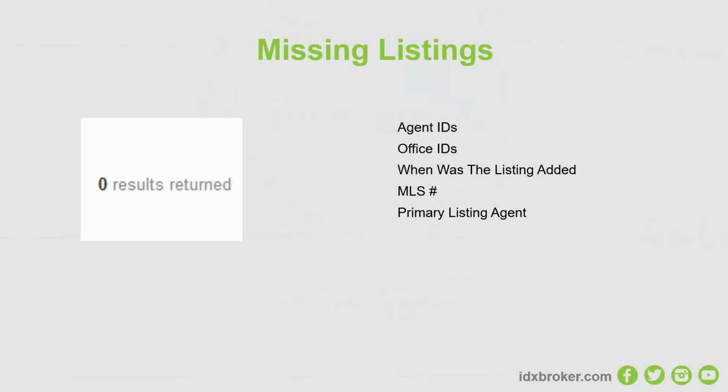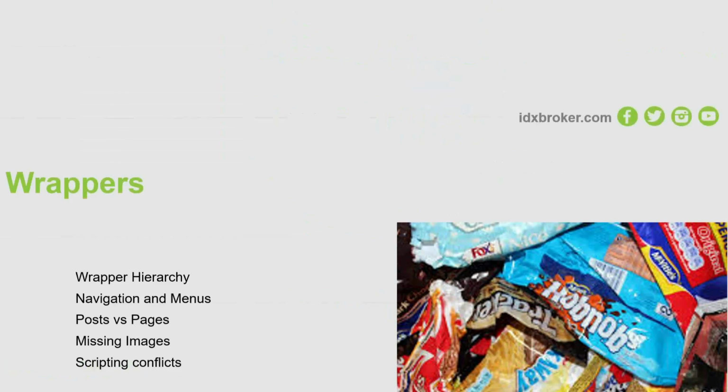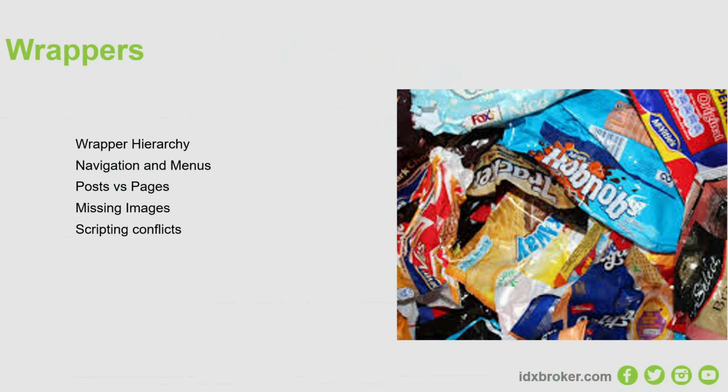And as always, if you have any trouble, just please email help@idxbroker.com. Make sure you include your website address or account number, as well as the MLS ID of the listing that you're missing. So next we're going to go over wrappers.